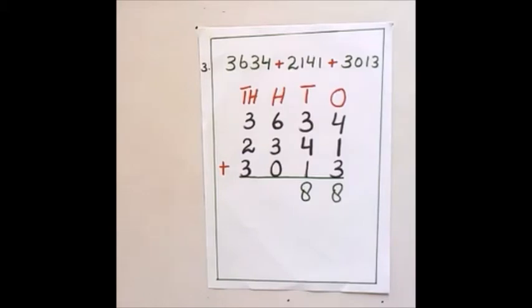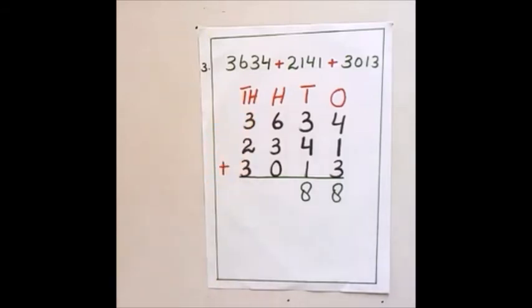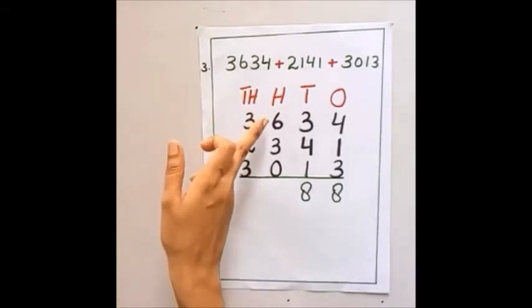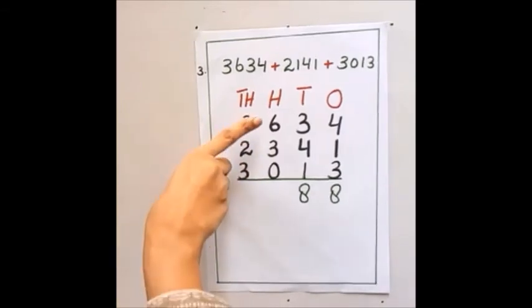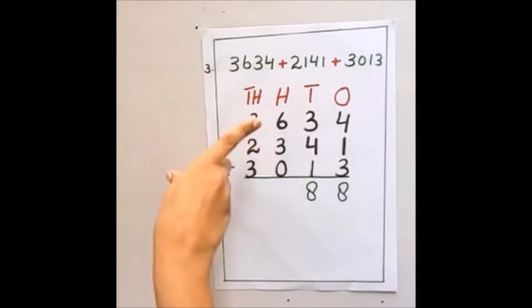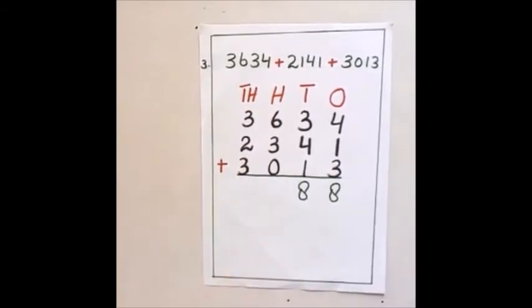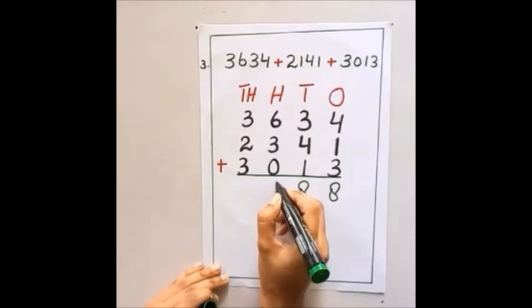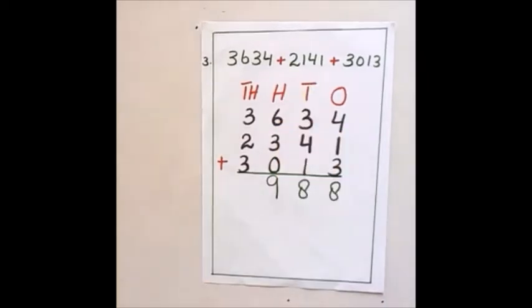Then we have to see which three numbers are under the 100 place. So as you can see, 6, 3 and 0 are under the 100 place. So we will add 6, 3 and 0. So 6 plus 3 plus 0 is 9. So I will write 9 under the 100 place.